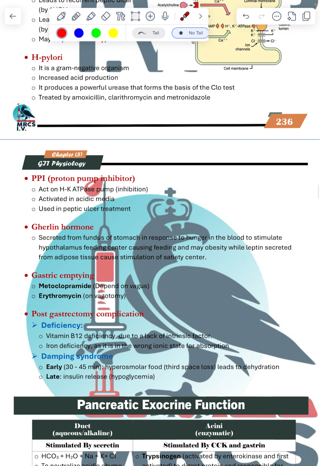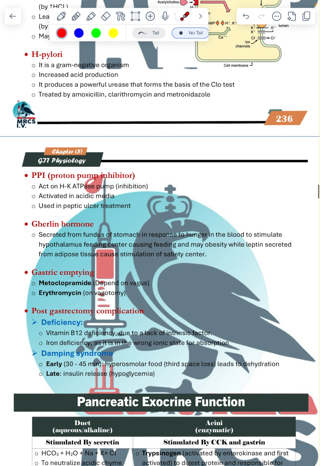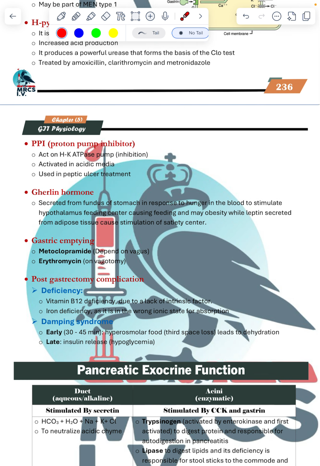Ghrelin hormone is secreted from the fundus of the stomach and is responsible for hunger; in the blood it stimulates the hypothalamic feeding center, causing hunger and obesity. While leptin is secreted from adipose tissue, and that causes satiety. Ghrelin is for increasing hunger. Leptin comes from adipose tissue, ghrelin from the fundus.